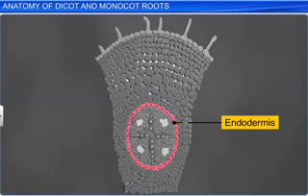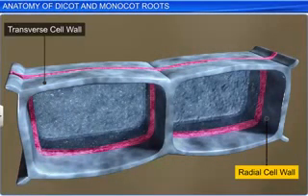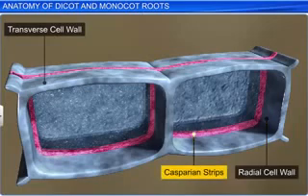The tangential and radial walls of the endodermal cells have deposits of a water-impermeable material or suberin, which is also called Casparian strips. Suberin is a waxy, waterproof substance present in the cell walls of the cork tissue in plants.